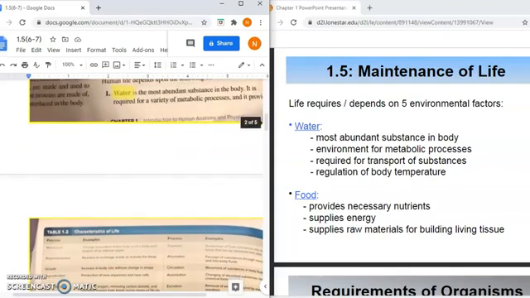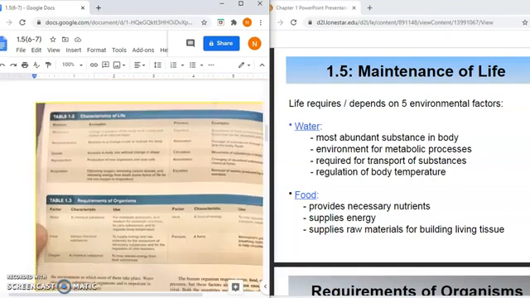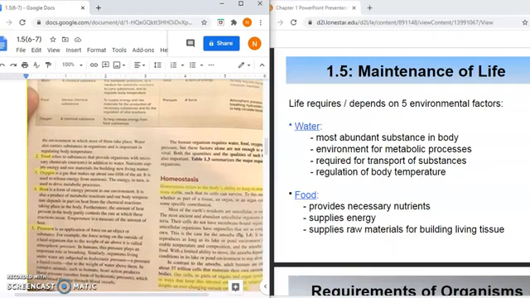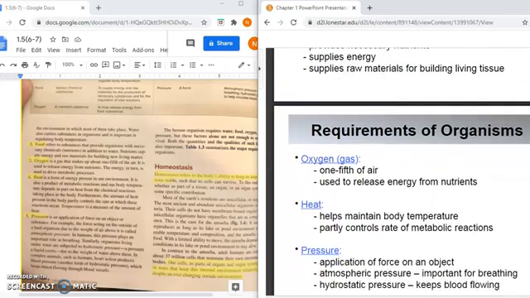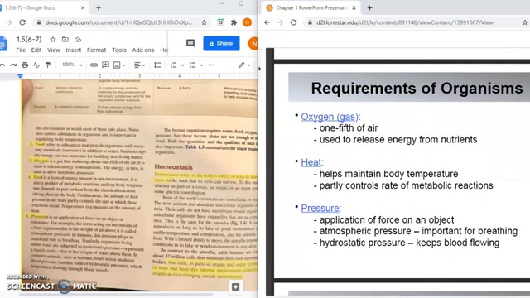Food provides necessary nutrients which supply energy as well as raw materials. It lists them in the textbook as well. Third one would be oxygen. Oxygen makes up 1/5 of the air. Oxygen is used to release energy from nutrients, which drives metabolic processes. The fourth one would be heat. Our body temperature depends on heat to be maintained. Heat controls rates of metabolic process.